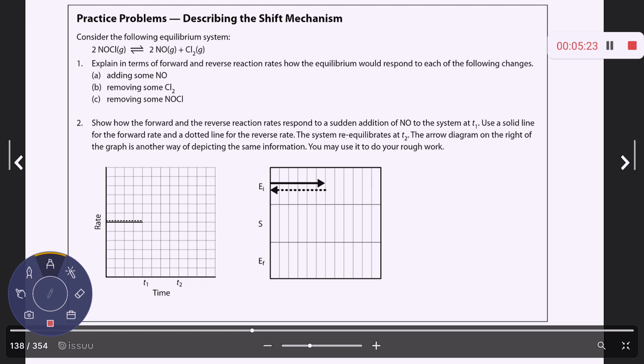Number 1, consider in terms of forward and reverse reaction rates how the equilibrium will respond to adding some NO. NO is a product. Which rate will increase? Reverse. Yes.